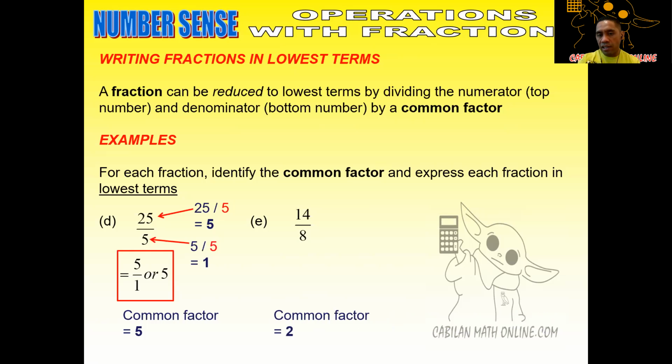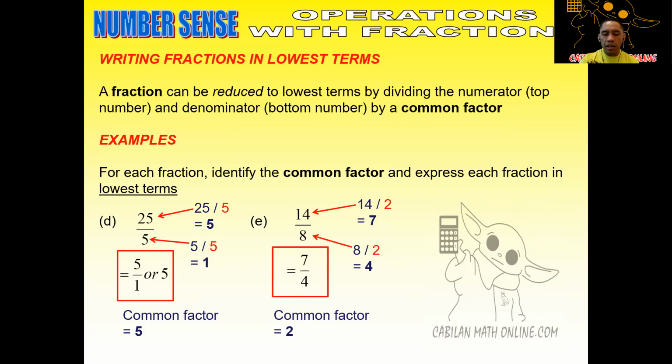So what we're going to do here, we're going to take this 14 and divide that by 2. That gives me 7. And if you take that 8 and divide that by 2, that gives me 4. So 14 over 8 as a fraction in lowest terms is going to be 7 over 4. Now that you've seen how basic fractions can be reduced to what are called lowest terms, we're going to see, for these two types of examples where we have an improper fraction, how we can get into that form as well when we have another form.